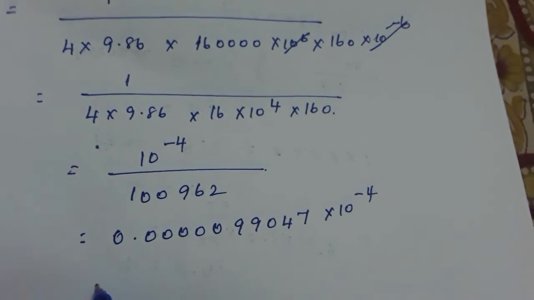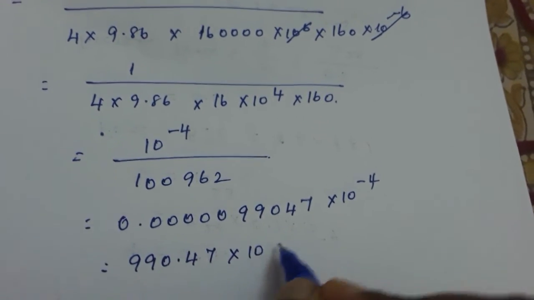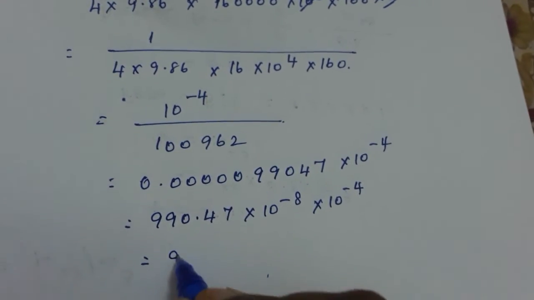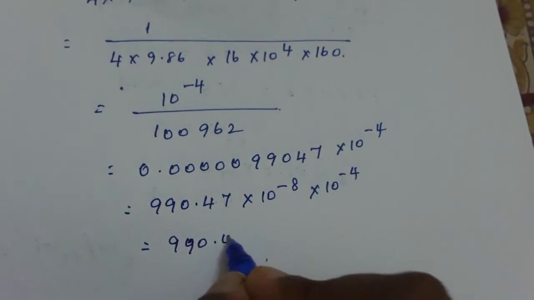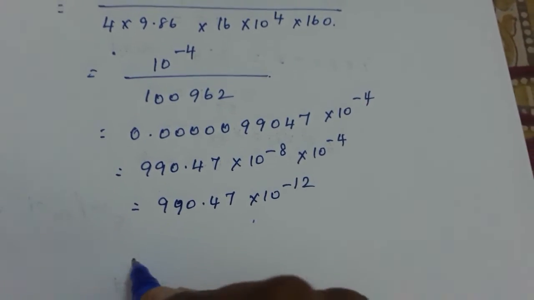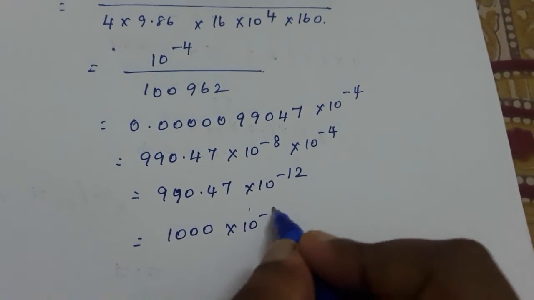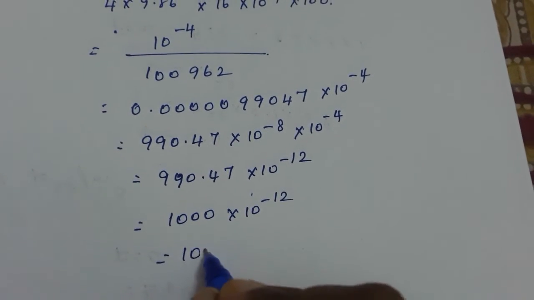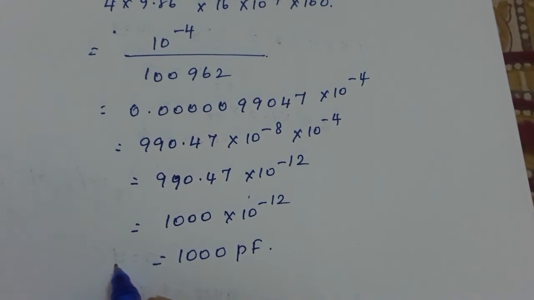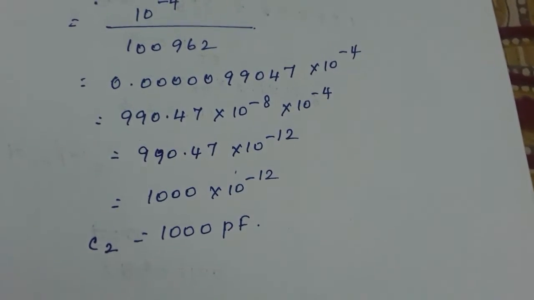So I can write this as 990.47 into 10 raised to minus 8 into 10 raised to minus 4. So this is 990.47 into 10 raised to minus 12, where 990 can be approximately written as 1000. So 1000 into 10 raised to minus 12, which is equal to 1000 picofarad. So your C2 value is 1000 picofarad.